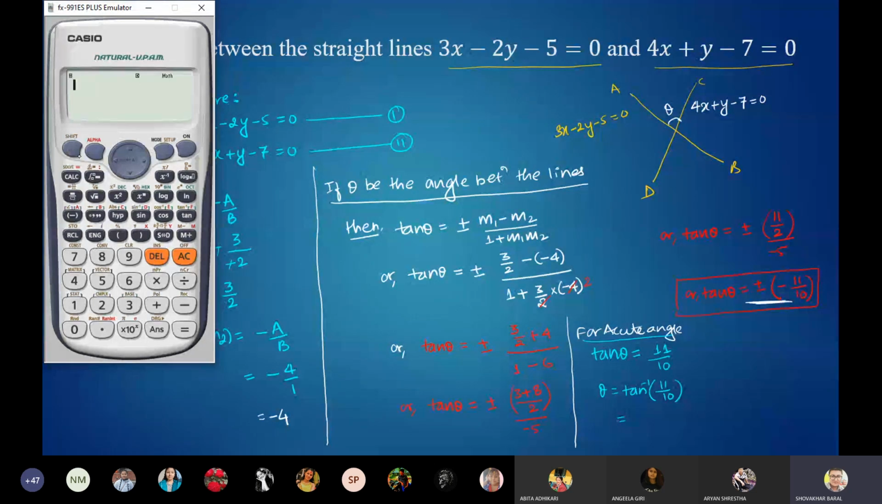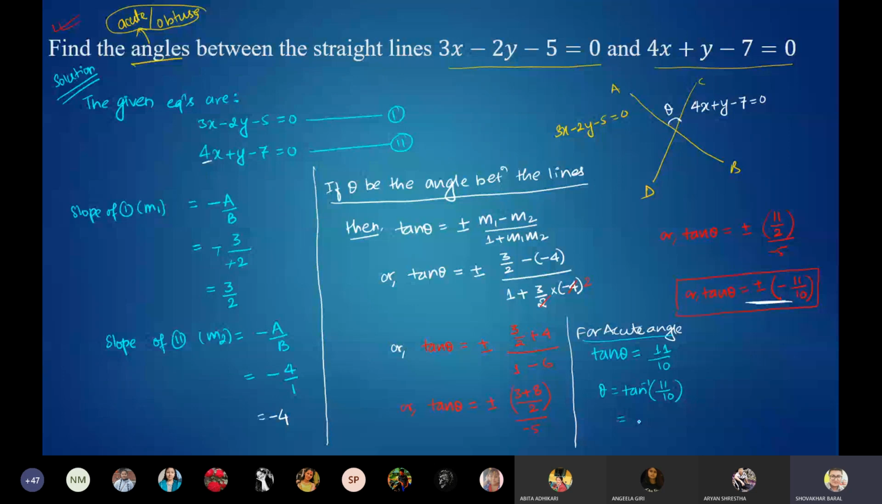So let me find tan inverse 11 by 10. Press Shift and tan, then it will be tan inverse 11 by 10. So it is equal to 47.72 degree.